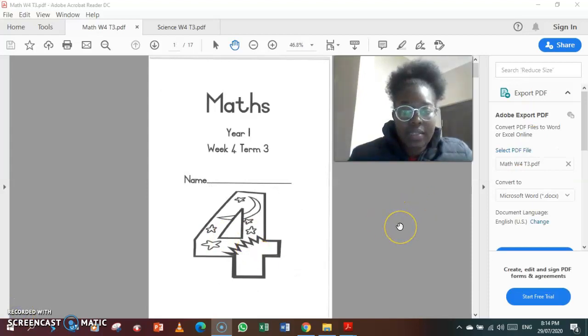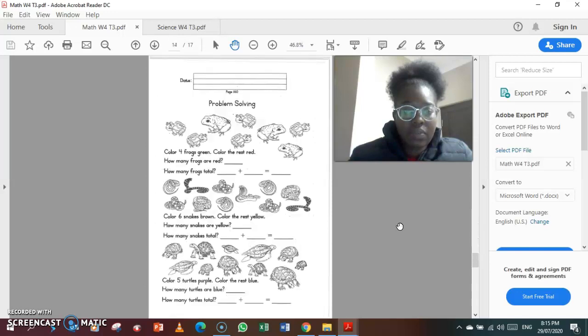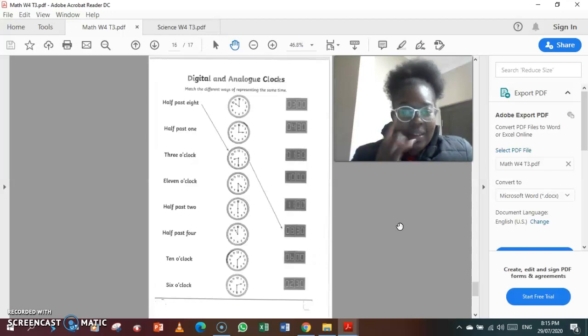For today's maths, let's see what we have. Friday! Yay! We have time, digital and analog time. For the first part of this activity, match the different ways of representing the same time. Here we've got analog time, 8:30, which means that the long hand is on the 6.